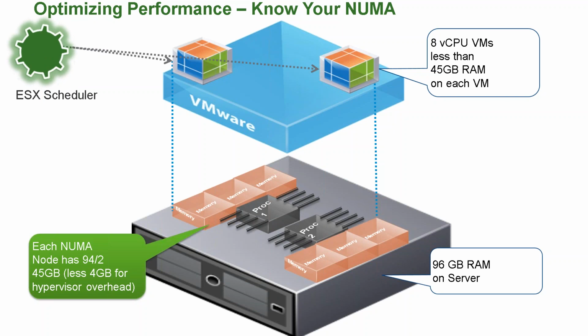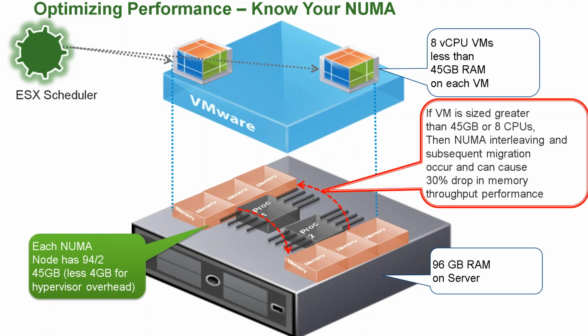So if you create a VM with 8 CPUs on this hardware, and you give that VM 45 gig of RAM, the ESX scheduler is going to ensure that that VM is occupied or serviced within one of the NUMA boundaries. We'll keep everything local. So all your memory addressing from all the CPUs will be local and very fast.